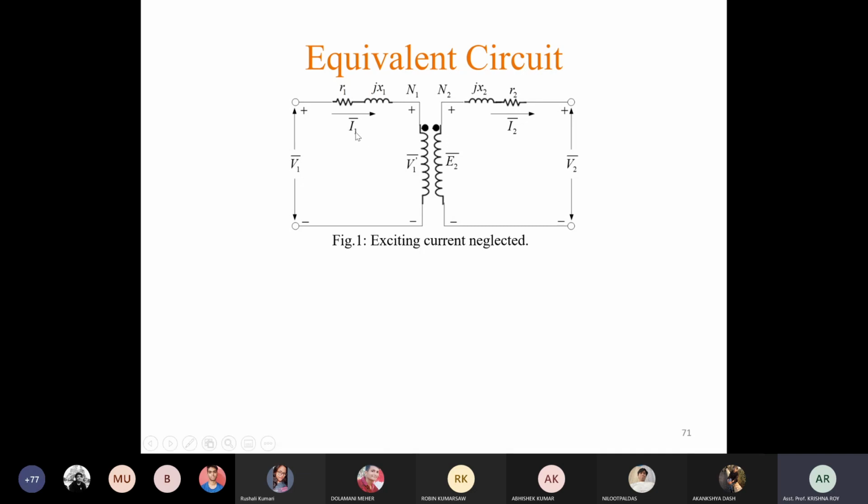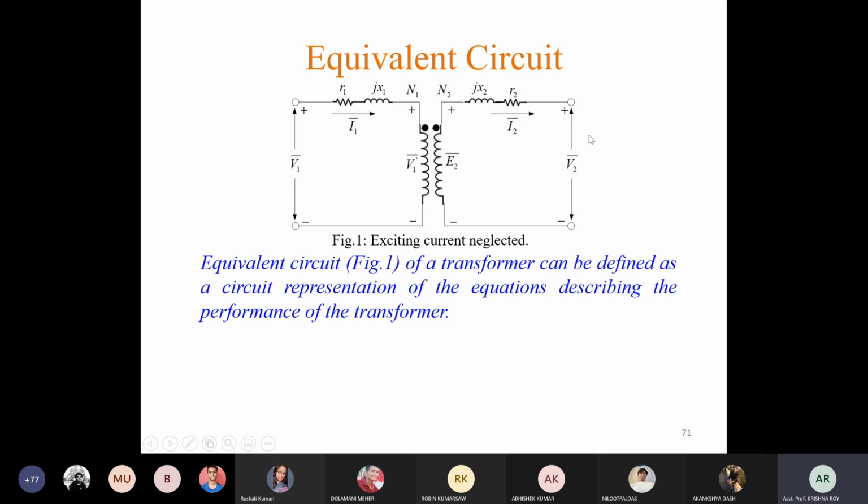So here I1 is the primary current, I2 is the secondary or load current, V1 is the applied voltage, V2 is the voltage across the load, and here I1 contains only the load component, no exciting current. E2 is the induced EMF across the secondary winding. V1 dash, which is equal to minus of E1, is shown here.